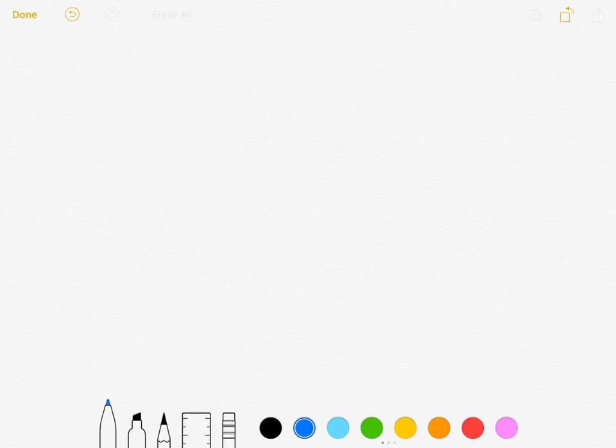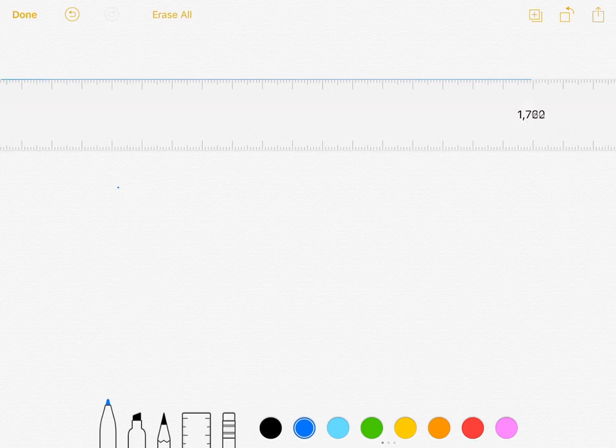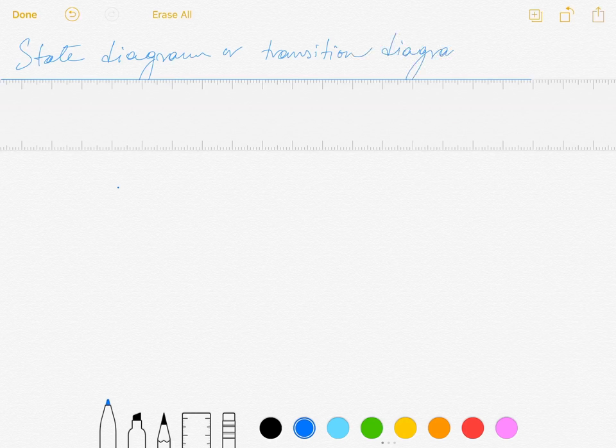Automata will be represented in the form of a state diagram. So, what is a state diagram? State diagram or transition diagram.